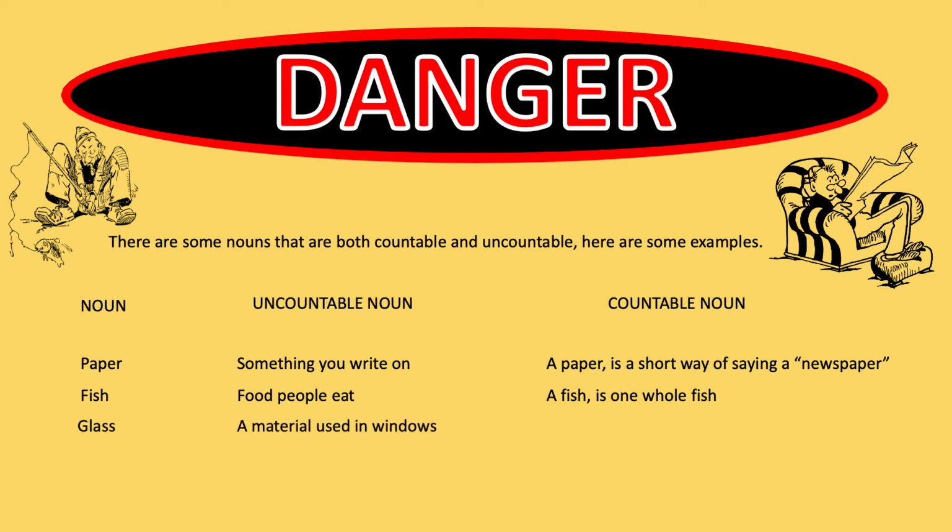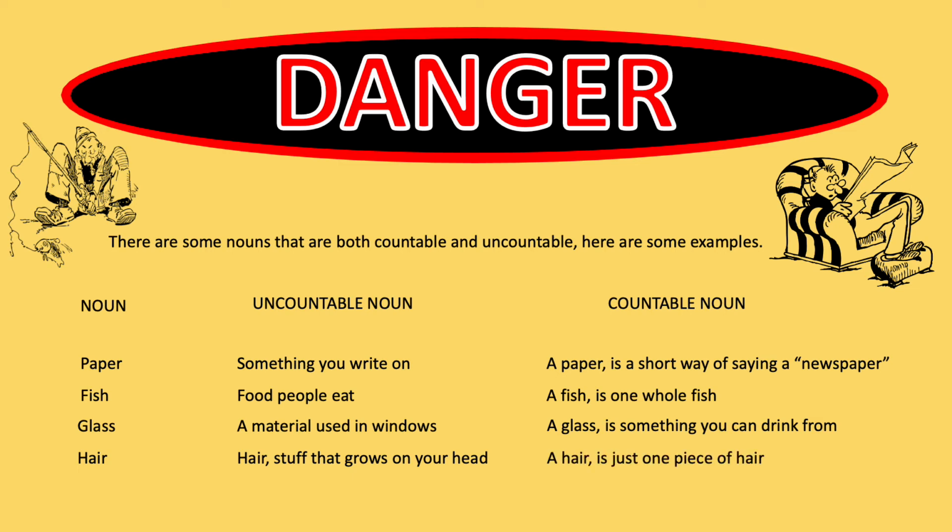Glass, in the uncountable form, is the material used in windows. For instance, he broke the glass in the window. In the countable form, it is something you can drink from, a glass. Can I have a glass of juice, please? Hair, in the uncountable form, is the stuff that grows on your head. For example, her hair is long and black. In the countable form, a hair is just one piece of hair. For example, waiter, there is a hair in my soup.